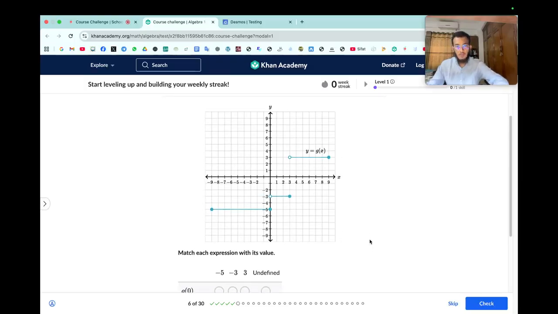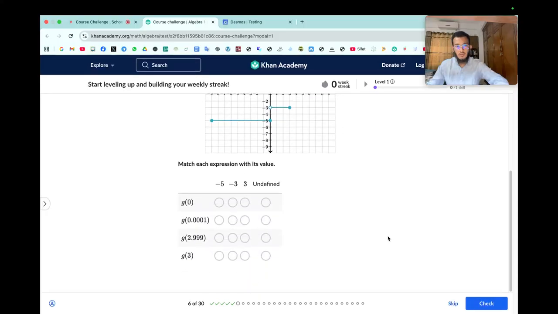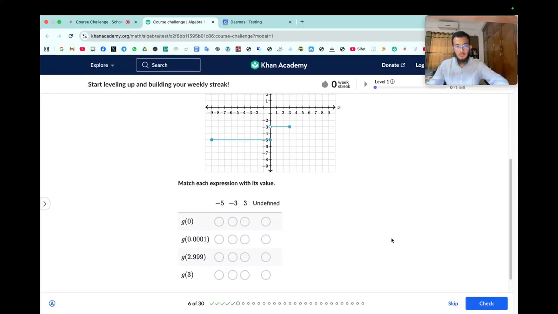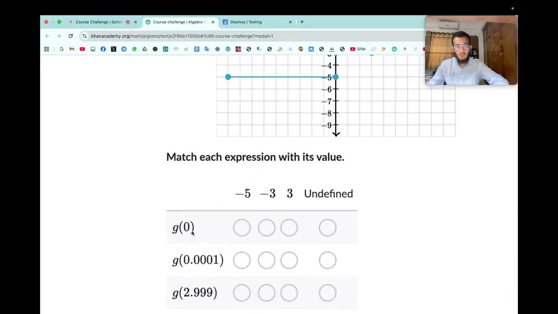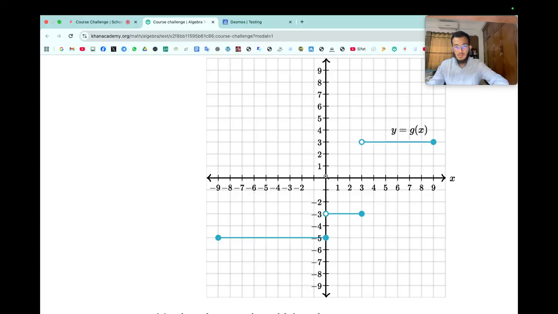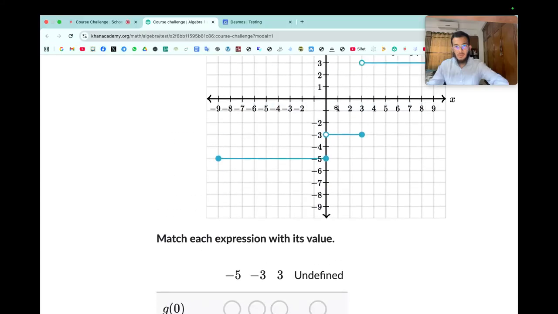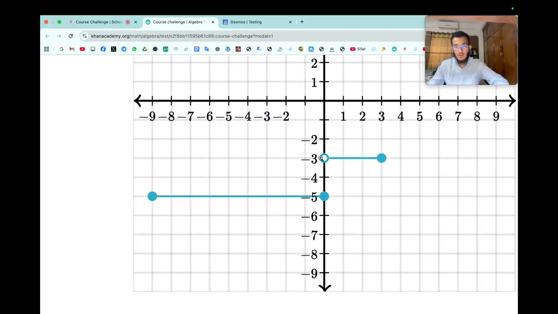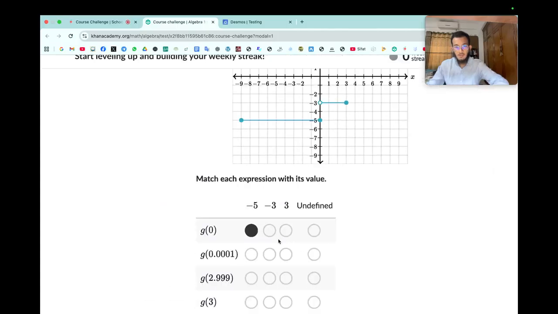Okay, so for the next question, match each expression with its value. So g of 0: for x equals 0, this is not the value, it's an open circle, so it is not included, but this one is included, so it's -5.